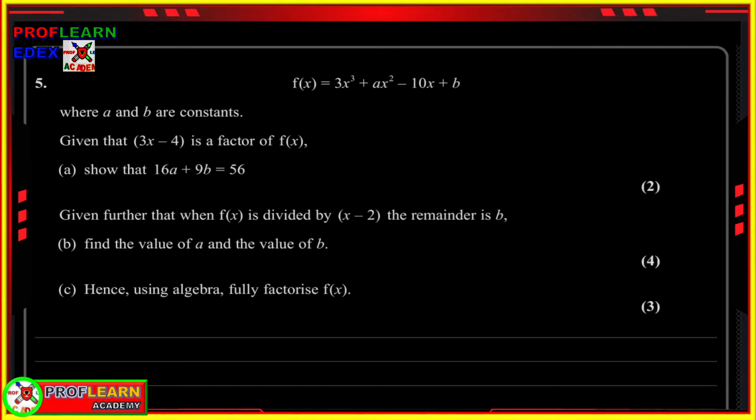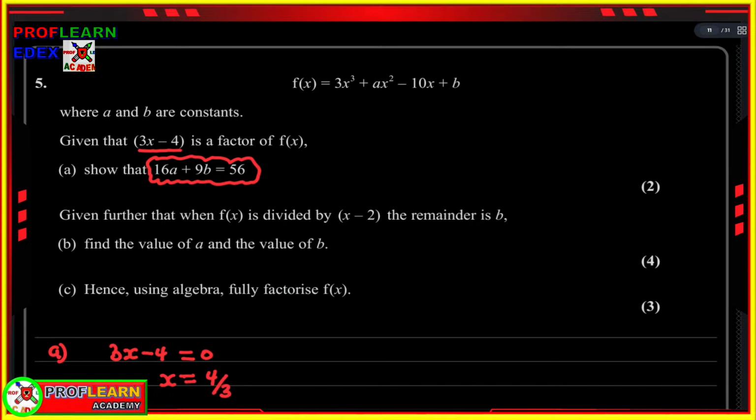We are told that f of x equals 3x cubed plus ax squared minus 10x plus b, where a and b are constants. Given that 3x minus 4 is a factor, show that 16a plus 9b equals 56. So in order to show this, what we need to do is to take this factor we are told here and equate it to 0. So for part A, we are going to take that factor 3x minus 4 and equate it to 0, so that we can find the value of x, and the value of x in this case is basically going to be 4 over 3.